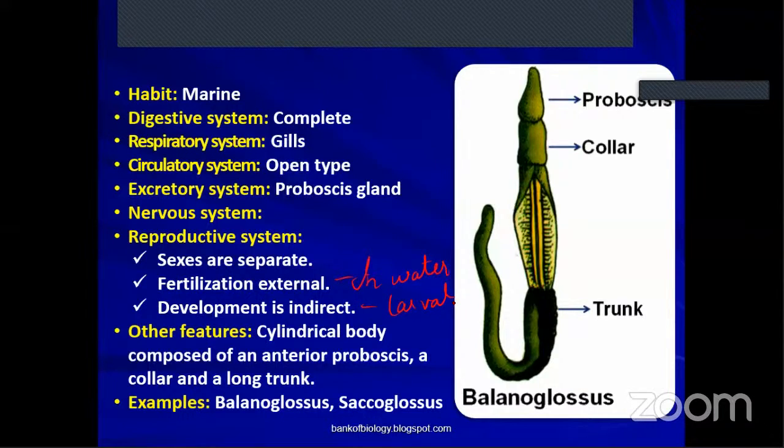Other features: cylindrical body composed of an anterior proboscis, collar and a long trunk. So, what are the examples? The examples are Balanoglossus and Saccoglossus. Remember this. Take it down, students.